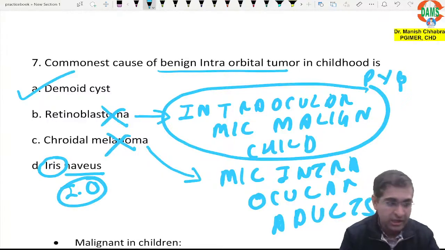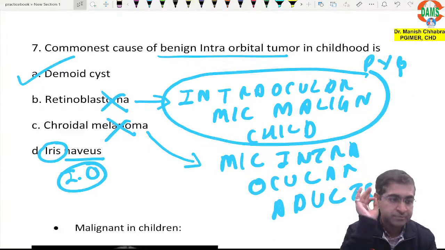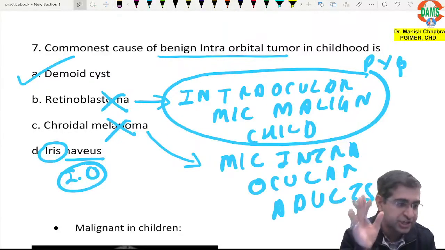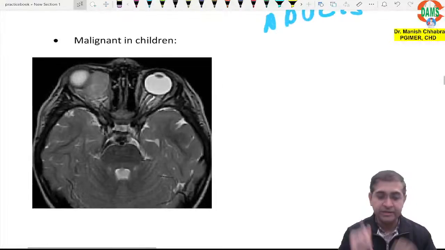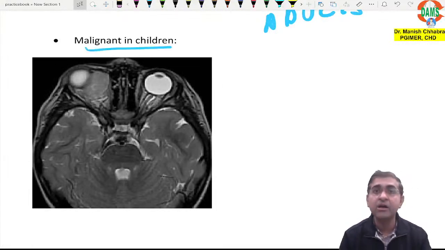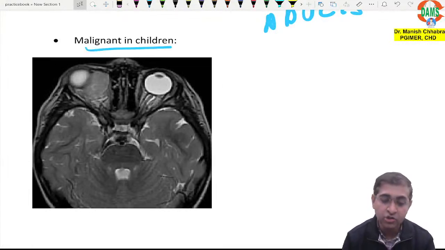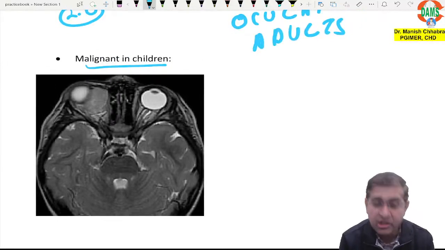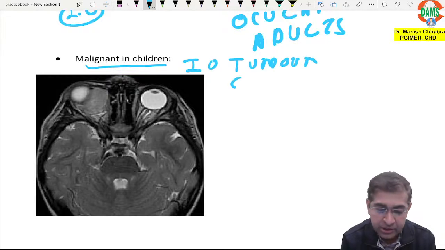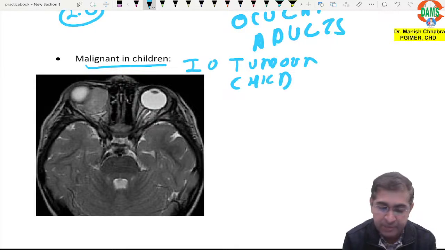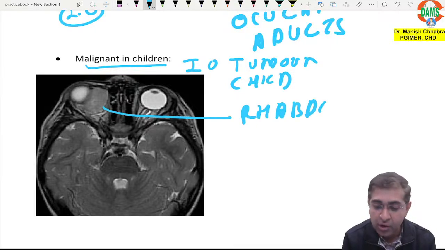Yes? Okay. So the answer is your dermoid cyst. Okay. Alright. Now, there are a few images that I want to tell you. So, which is the most common malignant intraorbital tumor in children? Can you tell me? So, it will be your rhabdomyosarcoma.